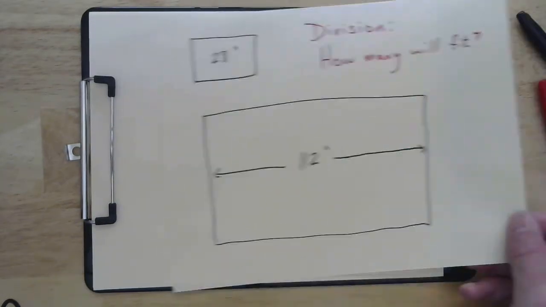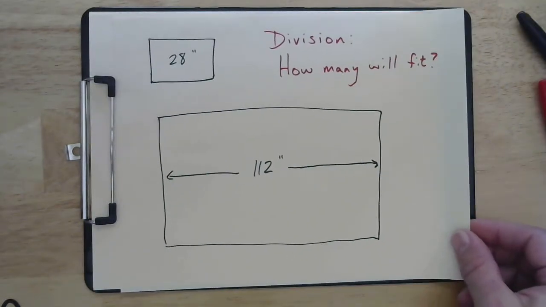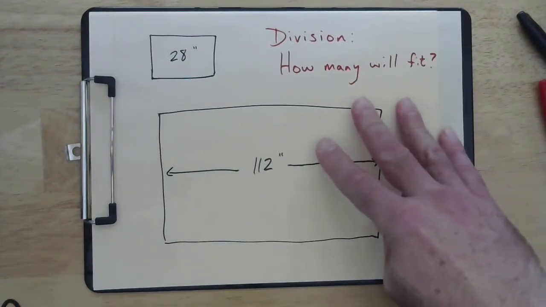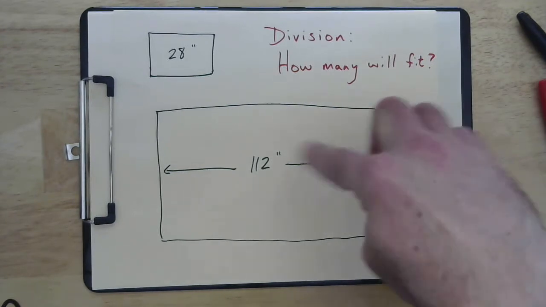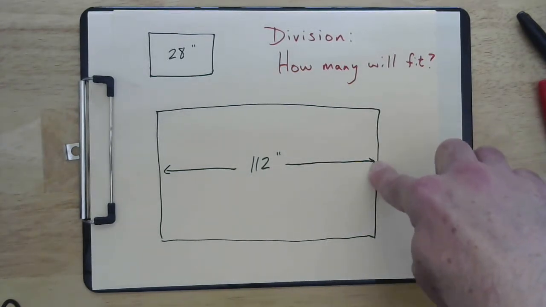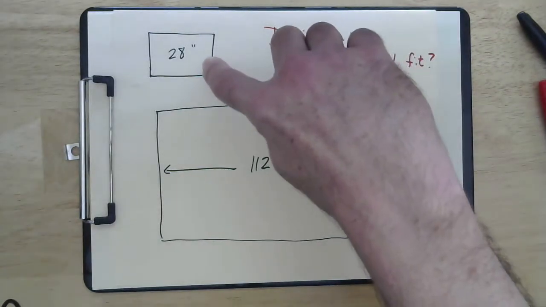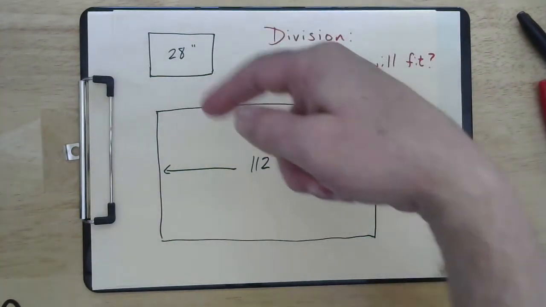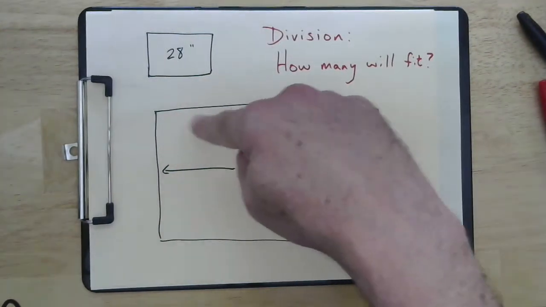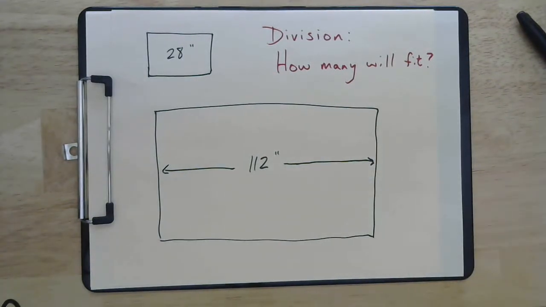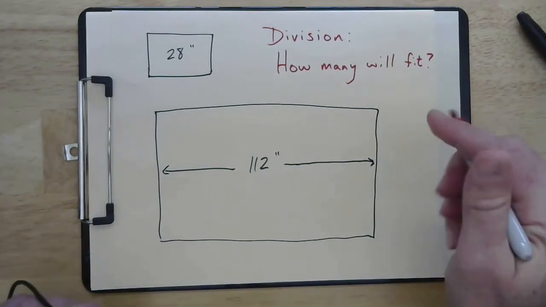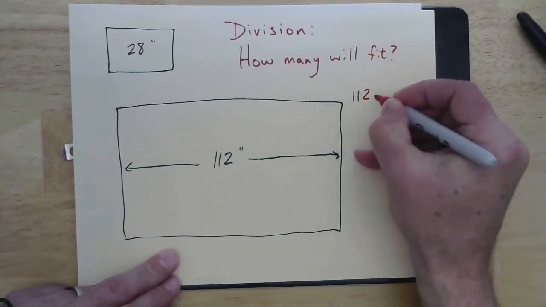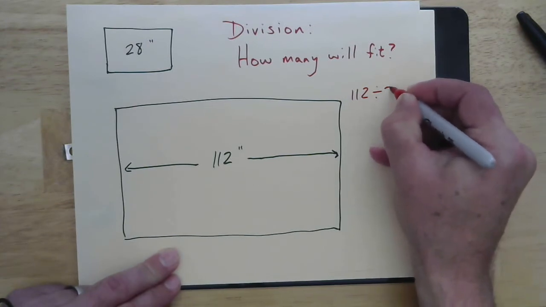Now just as a quick contrast, division is how many will fit. So I know the total distance. So this is a van that's 112 inches. The cargo load is 112 inches long. Those cargo containers are 28 inches long, and I want to know how many of those will fit down this thing. So if I'm doing how many will fit, then I'm going to do a division problem. So for this one, I'm going to do 112 divided by 28.